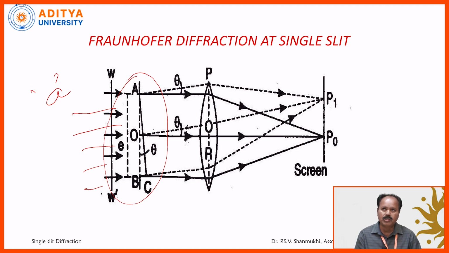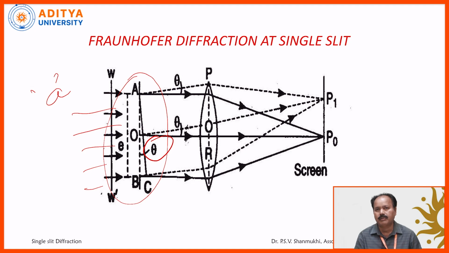Actually, the basic definition of diffraction is the bending of light rays. Bending is a common phenomenon. That's why the light rays will bend. How much will they bend? The angle of deviation is given by theta. So, the light rays are passing through this one.